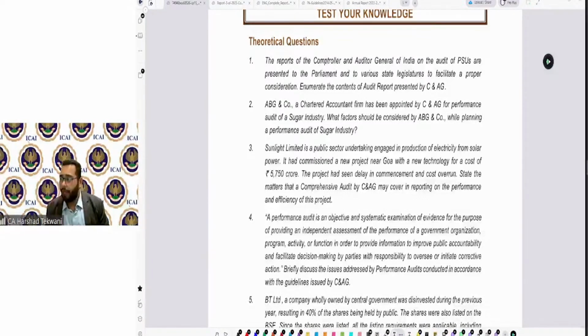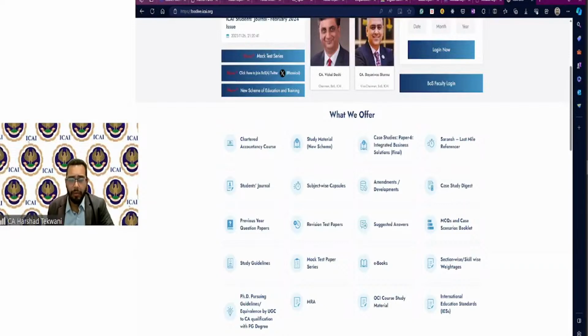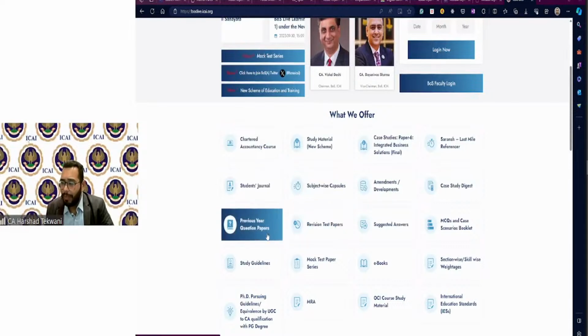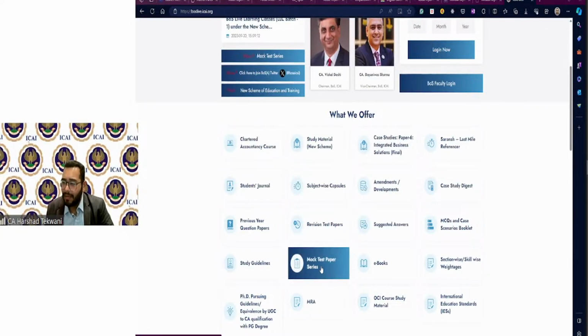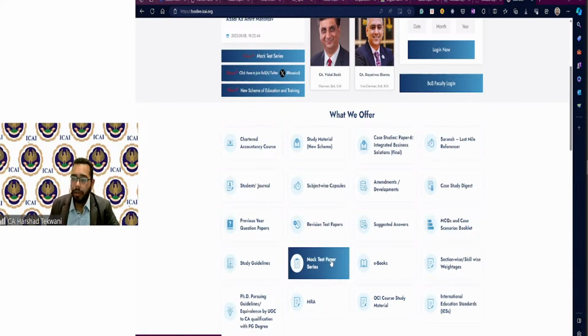Plus, over and above that, if you go on the BOS website, I'll just show you. This is the BOS website. Okay. Over here, you already have revision test papers, previous year question papers, and you have the mock test paper series. Okay. You have MCQs or case scenario booklets. You can go and refer to this particular topic from this material.